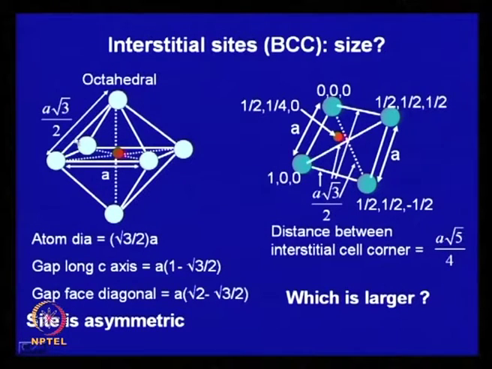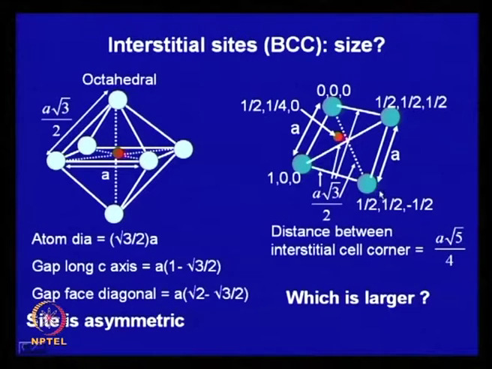So, therefore, what it says is that this site is asymmetric. If you try to put an atom in, these two will get displaced more than these two. In the same way, it is possible to calculate the interstitial site's dimension in the case of the tetrahedral site, which is shown here. It is possible to find out the coordinates of each of the corner atoms.